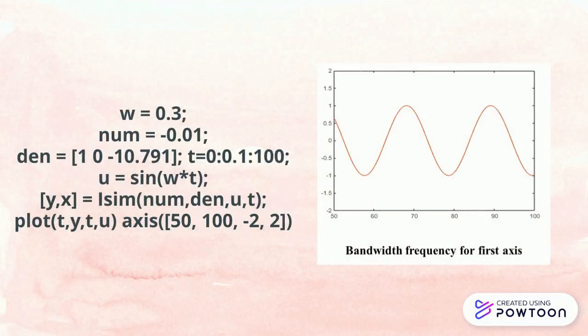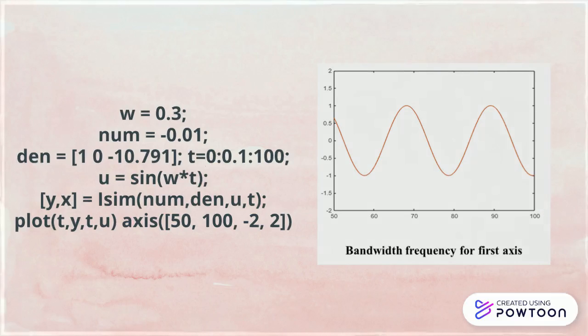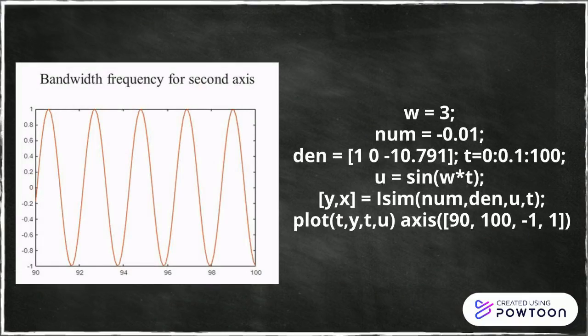This is the bandwidth frequency for the x-axis from 50 to 100, and for the y-axis from -2 to 2. From the M-script coding beside, this is the result that we get. Next, for the second axis, the x-axis is from 90 to 100, and the y-axis is from -1 to 1. And from the coding equation beside, this is the result that we get.